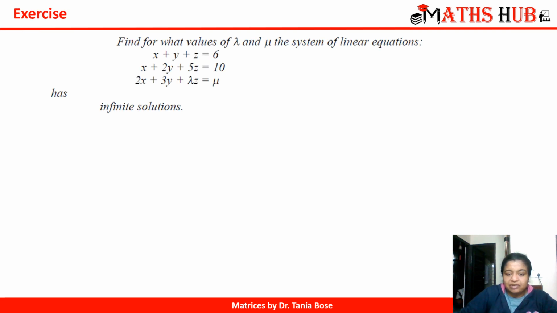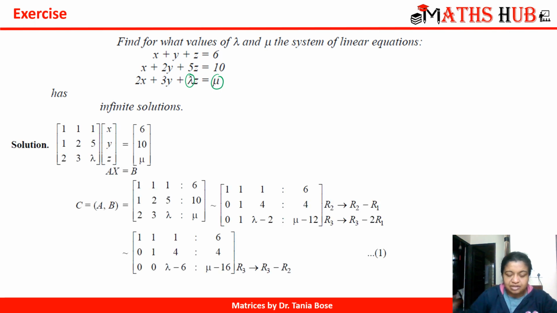So let's try one more problem. You have to find the values of lambda and mu for which the system of linear equations has infinitely many solutions. You can see that lambda and mu are unknowns, so you have to calculate their values. Again, it's very simple. We first try to convert this into the form of an A augmented B matrix. So you can see 1, 1, 1, 1, 2, 5, 2, 3, lambda. Then we write the right hand side as 6, 10, mu.